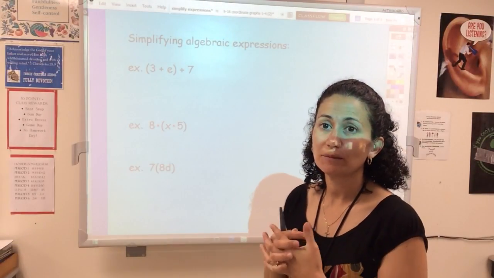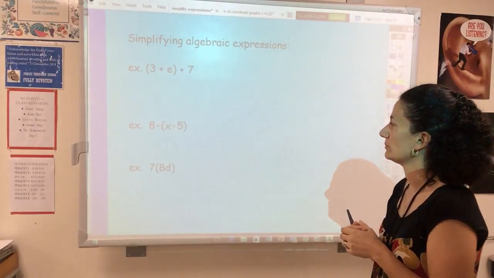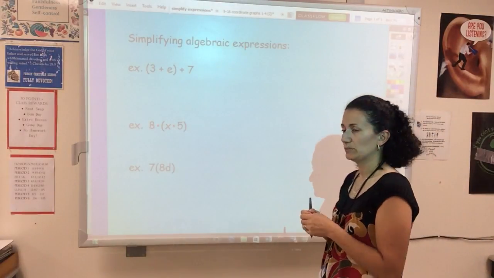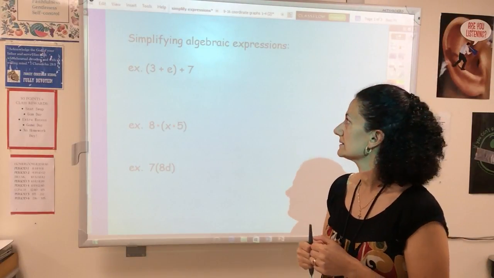We're going to learn how to simplify algebraic expressions using some of the properties we talked about. Take a look at these three examples, write them down. It's going to be a pretty short video, then I'll give you a few to practice.